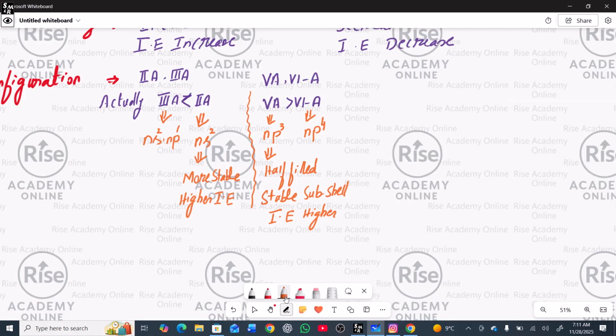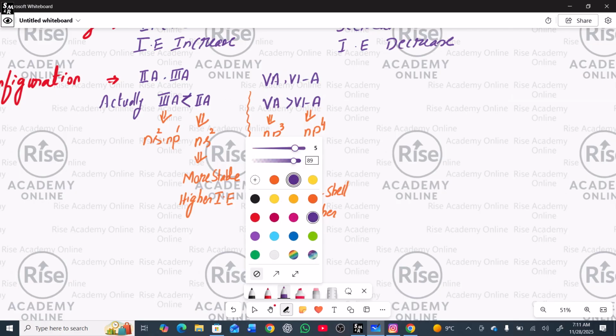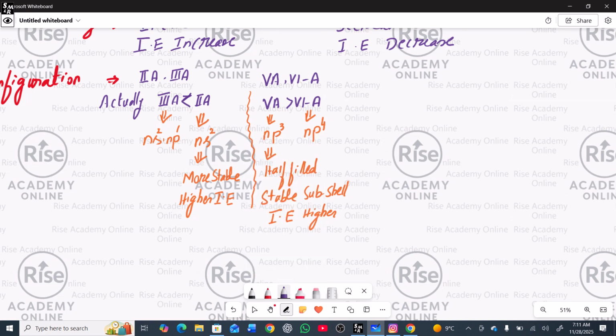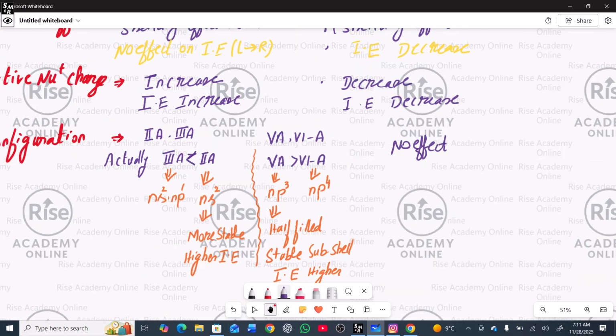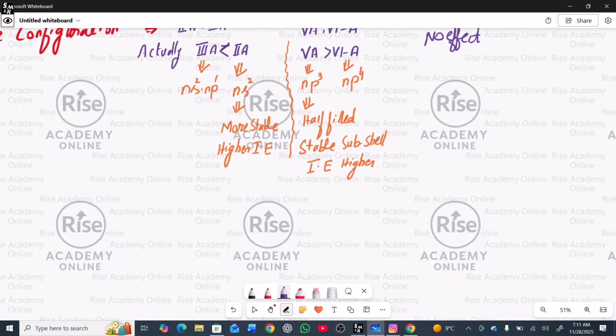Electronic configuration does not affect ionization energy in moving from top to bottom in a group, because in a group electronic configuration remains the same.